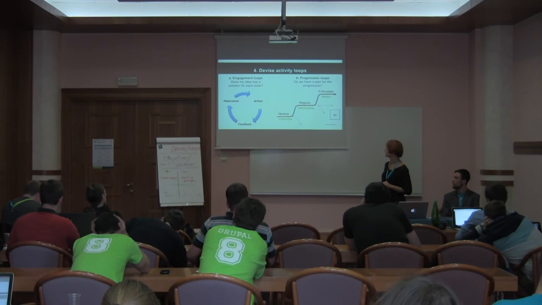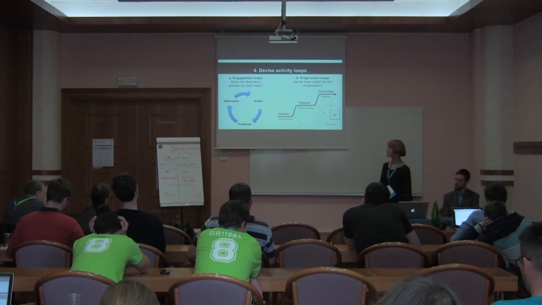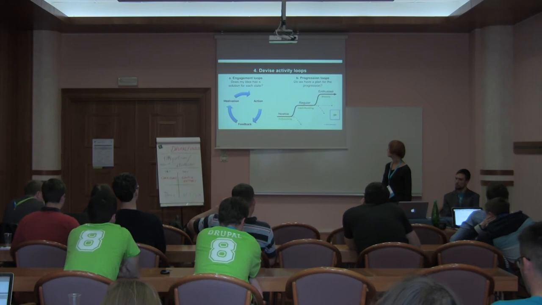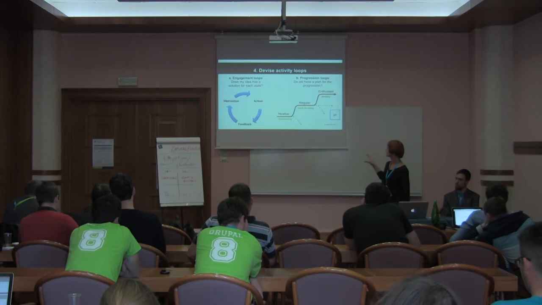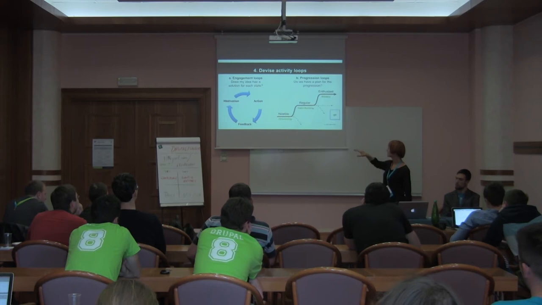But this is just a small task. If we speak about the progression loop, this is more about the macro level. So what we have to think about is that there are different states for every user on our site or in our product. There are newbies, there are regular users, and there are enthusiasts. And you have to think about it, that their needs are different.